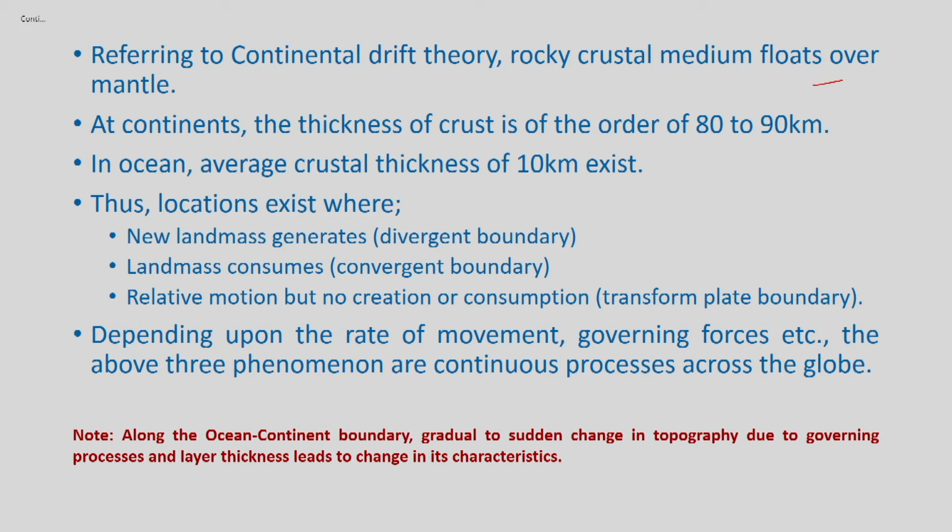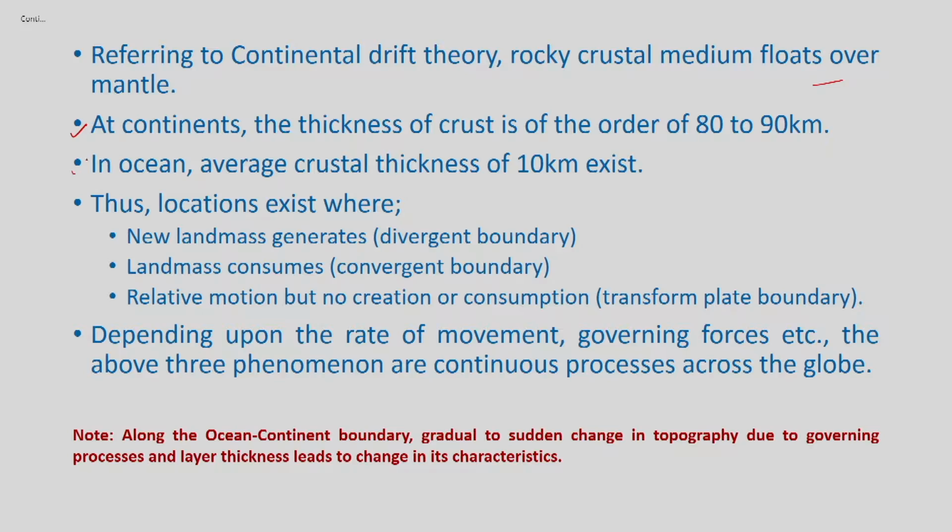As a result of this continuous process, the thickness of the crust, wherever plates move towards each other, there will be building up of mountains. The thickness at that location keeps increasing, and at other locations where you have ocean, the thickness of the crust will be relatively lesser. On average, it has been observed that along continents the average thickness of the crust is of the order of 80 to 90 kilometers. Similarly, along the oceans, the average thickness of the crustal medium is 8 to 10 kilometers.